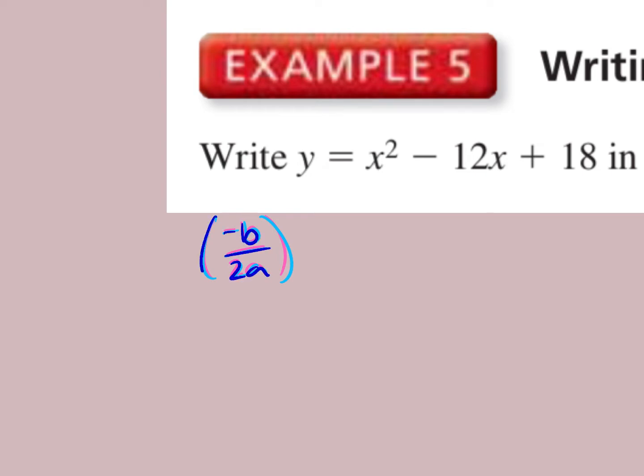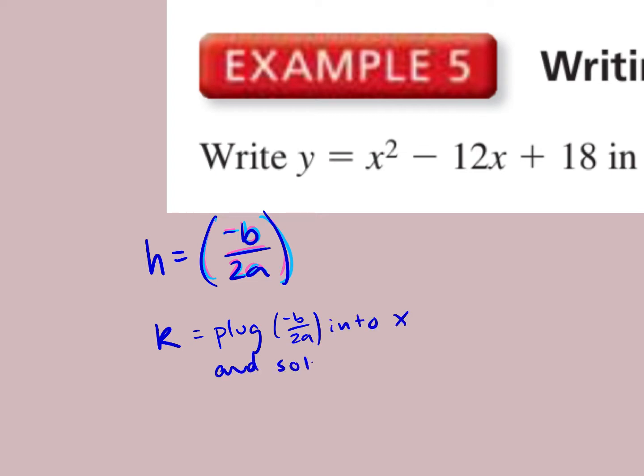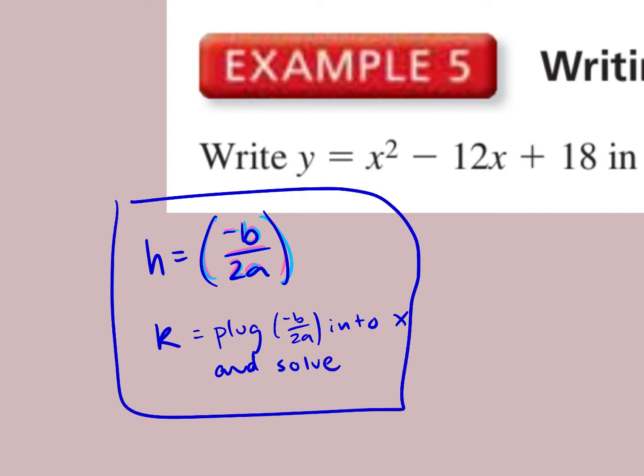There we go, that color is better. So negative b over 2a helps us find the h. And then to find the k in our vertex, we plug that negative b over 2a into x and solve. So these are two important things that we need to know here.